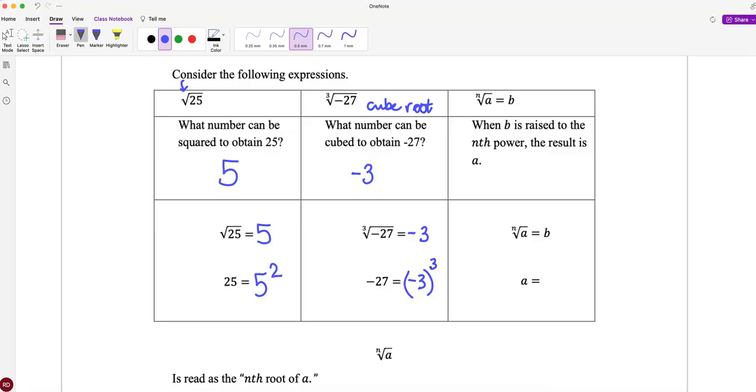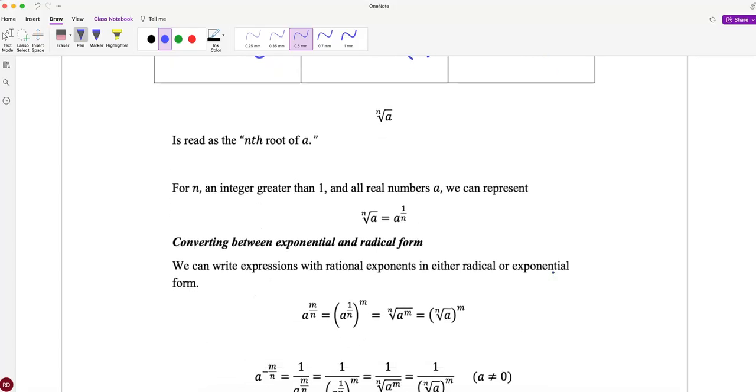Now, we can generalize this, the nth root of a. So what this means is, if I'm talking about the nth root, I can multiply b n times to get a. So if the nth root of a is equal to b, then you know that b to the n is equal to a. Now this term is just read the nth root of a. Okay. For n, an integer greater than 1, the nth root of a is a to the 1 over n power.